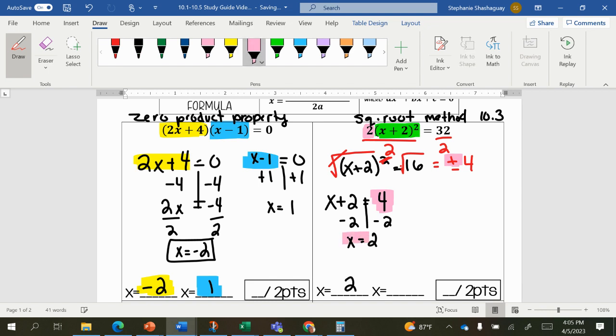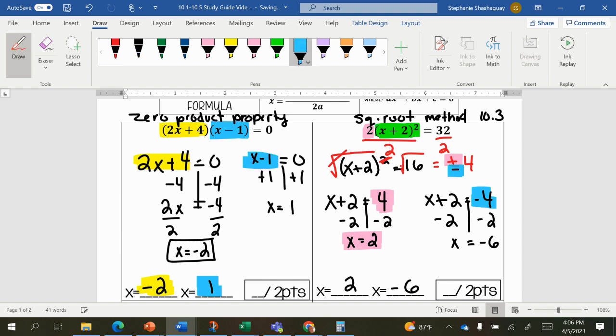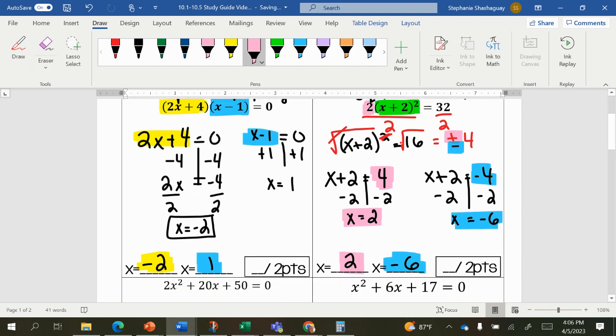So that's our first solution. Then we have to account for this negative 4 solution. So we're going to have x plus 2 is equal to negative 4. Subtract 2 and subtract 2. So x now is equal to negative 6. So negative 6 is our second solution. Okay, so that one, not too difficult as long as you know what to do with that coefficient of 2 first.